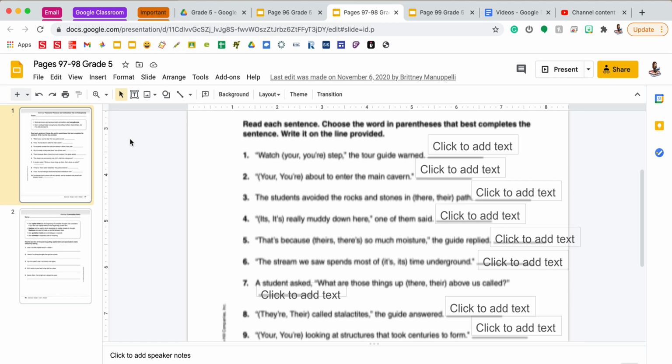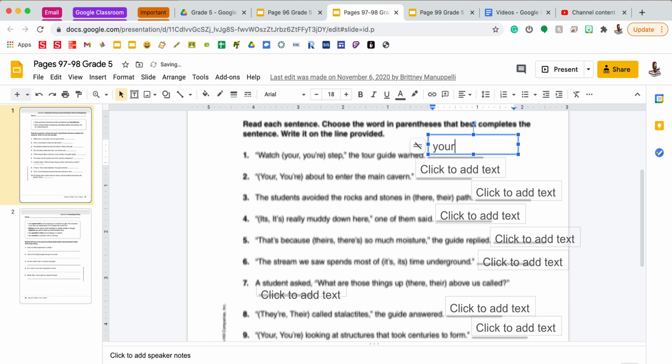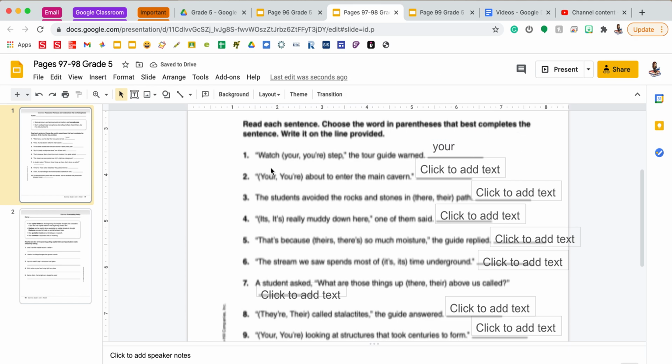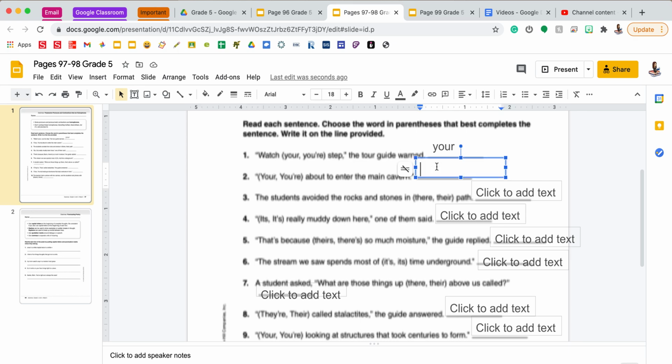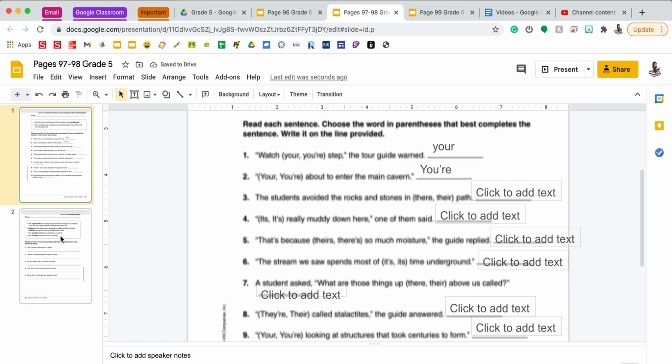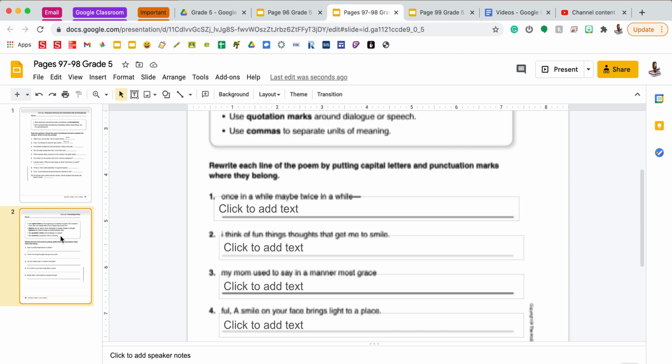So I need to choose between your as a possessive pronoun and then you're as a contraction that stands for you are. Because I'm talking about someone's step that they're taking, I need the possessive pronoun your. Number 2 says, "You're about to enter the main cavern." Here, I'm choosing between your and you're again. But on this one, I'm going to choose the contraction because I need you are about to enter the main cavern. So, you're as a contraction. You will finish that page with the same directions.